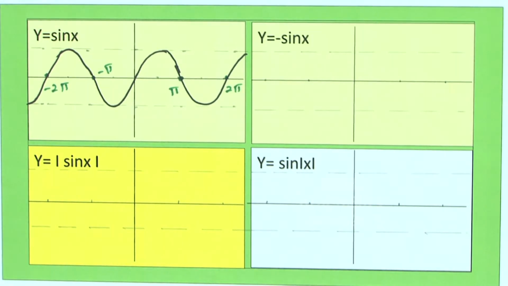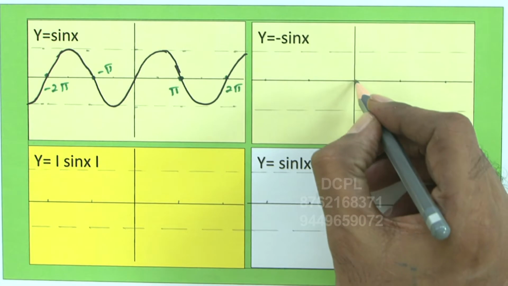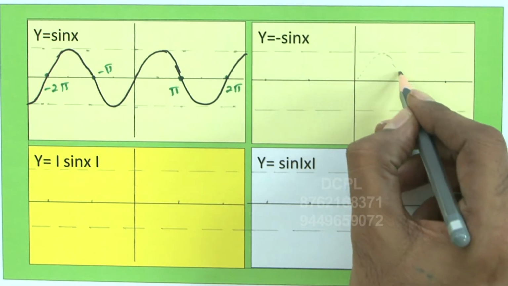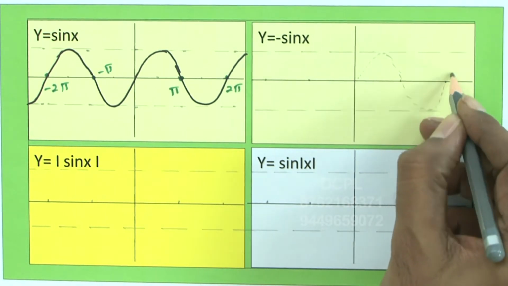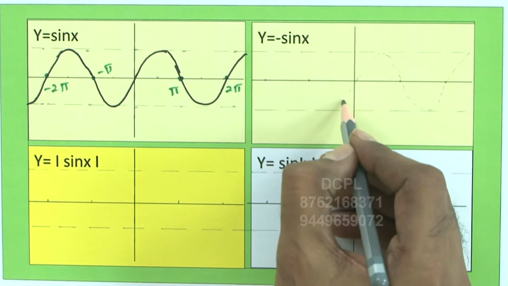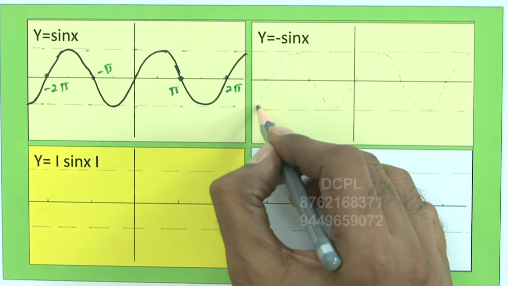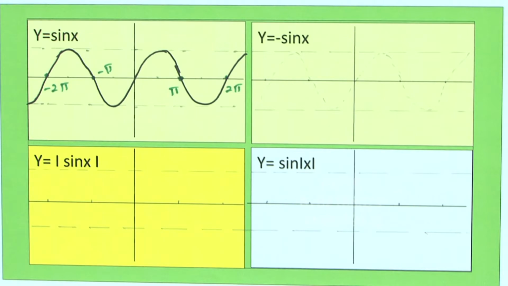How will the graph of minus sin x be? Dear students, to draw the graph of minus sin x, first I will draw the graph of sin x. Do you agree with me? This is the graph of sin x, right? Minus sin x, right? It is very, very easy. Use the x-axis as a mirror and draw the replicas.